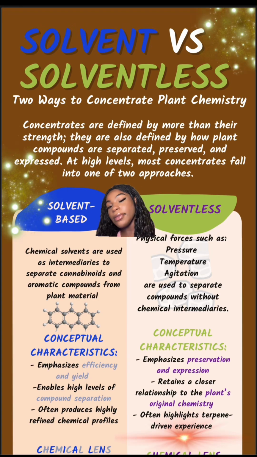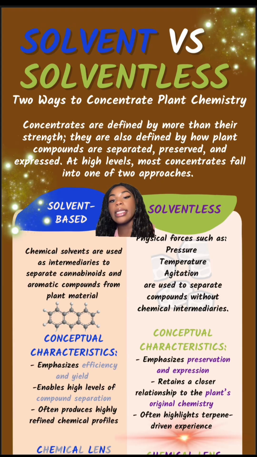So we have solvent-based versus solventless. For solvent-based, that's when we use chemical solvents, and butane is a very common one, or carbon monoxide is another one. But these are used as intermediaries to separate the cannabinoids from the aromatic compounds or the plant material. And these emphasize more efficiency and yield, and are a lot quicker.